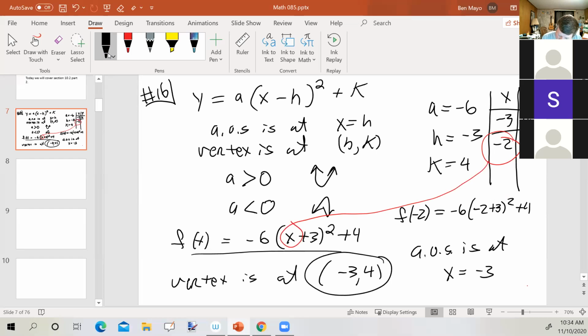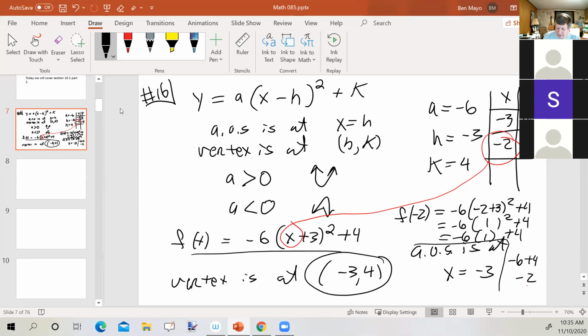Order of operations, you would start inside. So you'd get -6 times, let's see, -2 plus 3 is 1. And then you do the exponent. So you'd get -6 times 1 plus 4. And that's -6 plus 4, which is -2. Sorry, I kind of got crowded there. Okay.